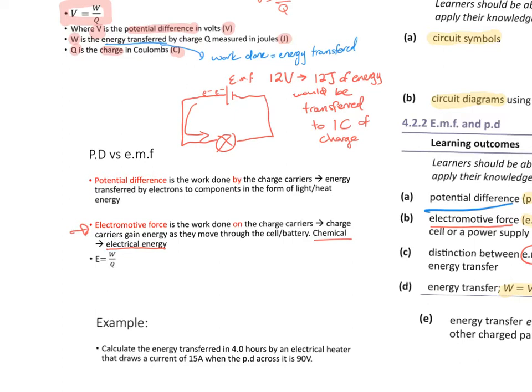Then if we look at the potential difference, it is the work done by the charge carriers. So it is energy transferred by the electrons to components such as a light bulb. So it will be electrical energy to other forms such as light, heat, and so on.